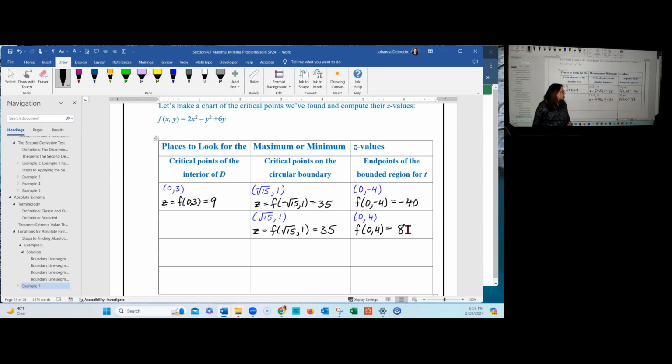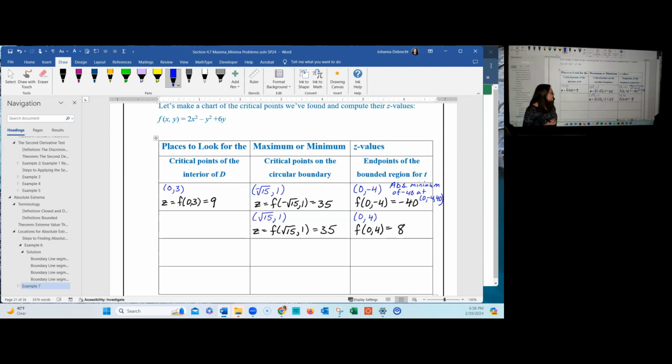Computing all of the z values for all of these critical points, I have a minimum value of -40. That makes -40 an absolute minimum. And that puts the minimum value of -40 at (0, -4, -40), which is kind of going off the page. Let me see if I can write it down below. (0, -4, -40). There we go. That is definitely my absolute minimum value.